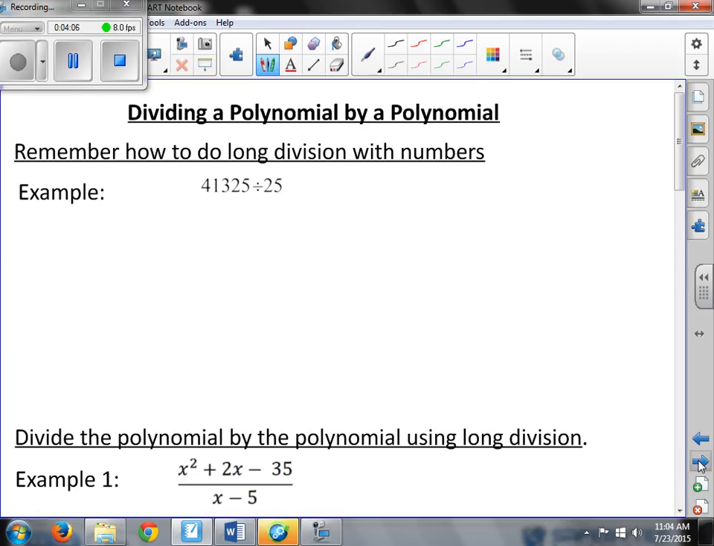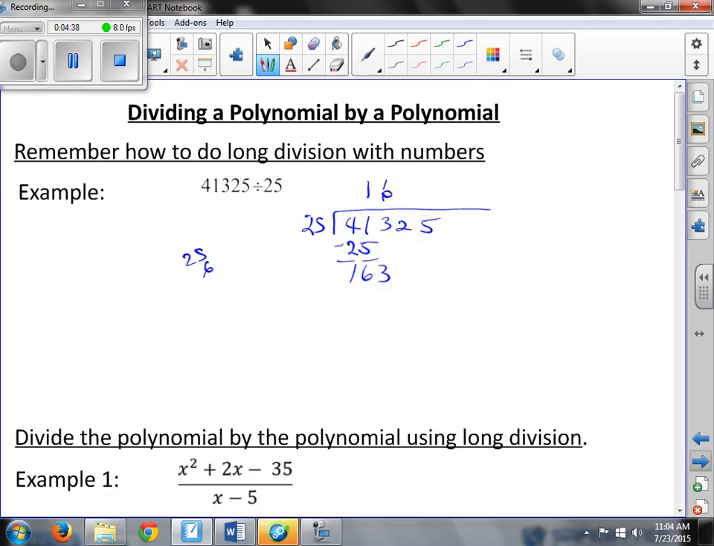Now, division of a polynomial by a polynomial. I will first go back and review rules for long division. 25 into 41,325. See, 25 goes into 41 one time. 1 times 25 is 25. When I subtract, I get 16, bring down the 3. 25 goes into 163. Let's see, I believe that'll be 6.